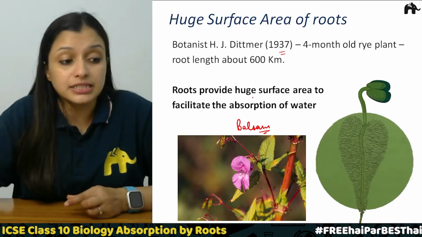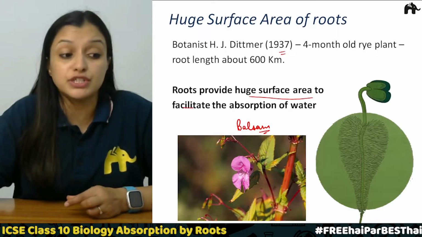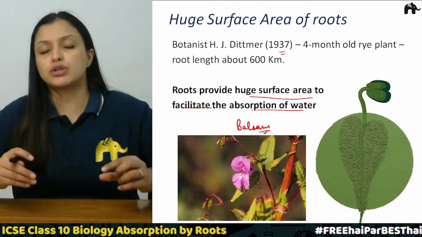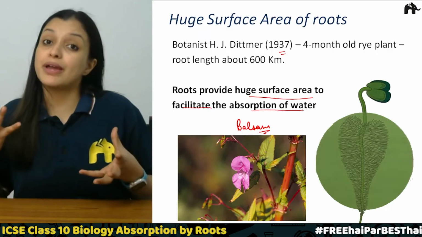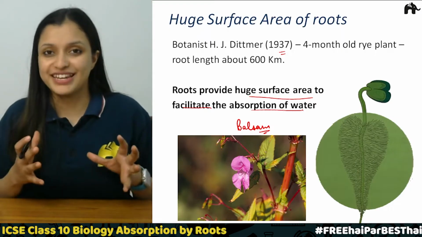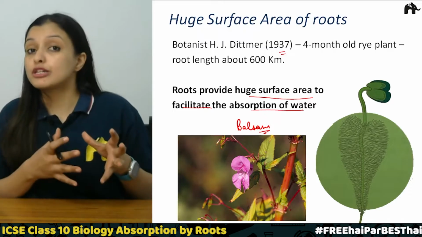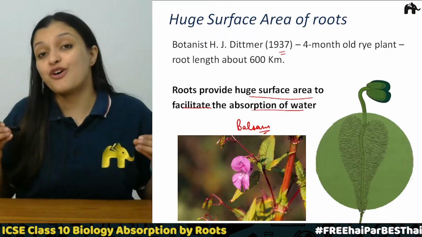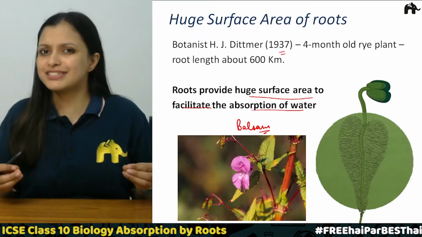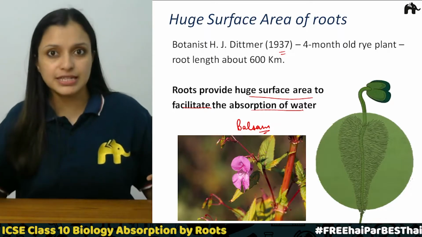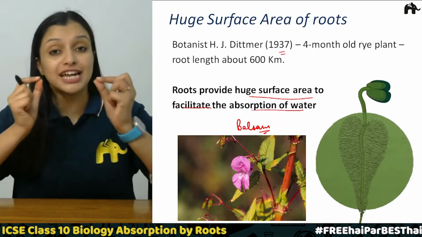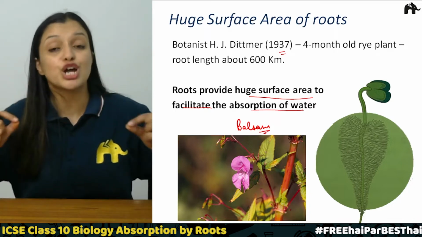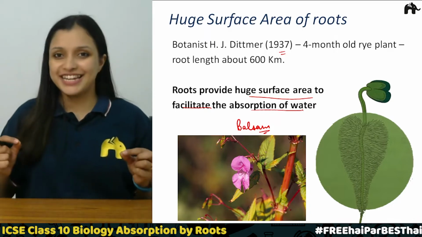So the root hairs provide huge surface area which facilitates the absorption of water. The more the surface area is, the more is the space to absorb water, correct? So this is the huge surface area of roots. I hope this is clear. So how is the surface area increasing? This surface area is increasing because of the tiny root hairs that are present along the roots, correct?